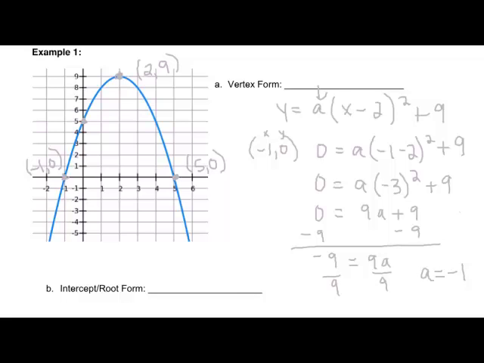So to finish up this equation, we're just going to plug in -1 for a. So our final vertex form equation is y equals -1, or just negative, (x minus 2) quantity squared plus 9. Next, let's look at intercept or root form. Again, if we look at our graph, we can see exactly where our roots or intercepts are at.